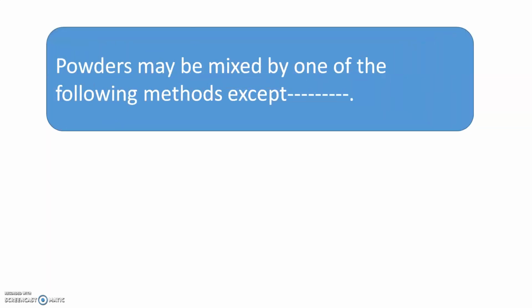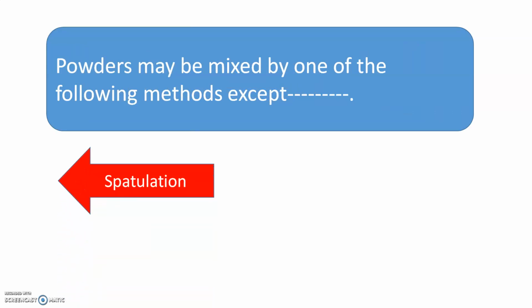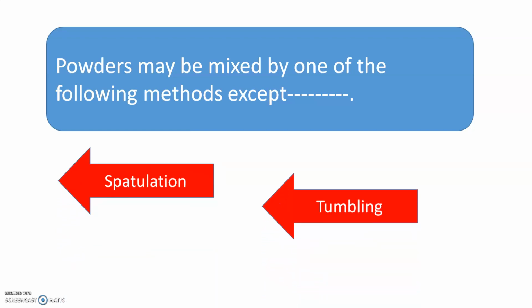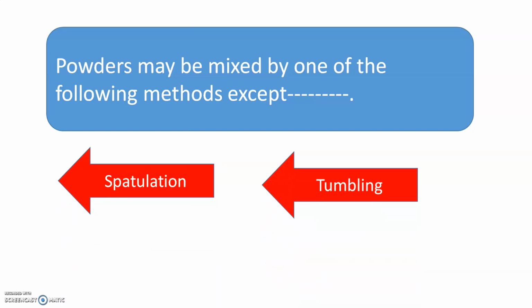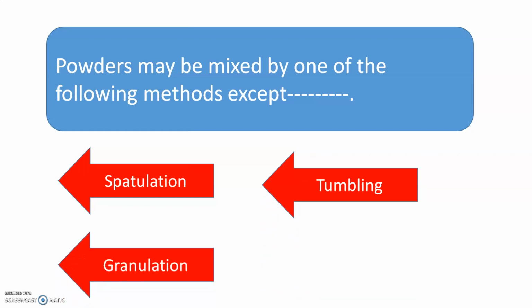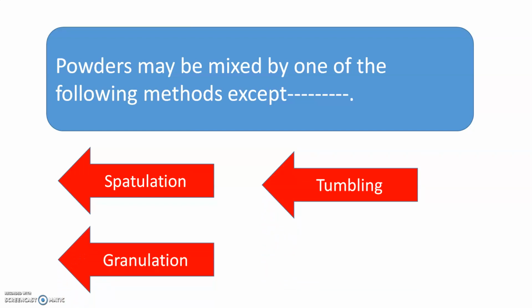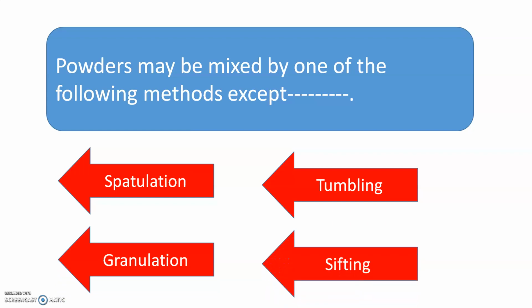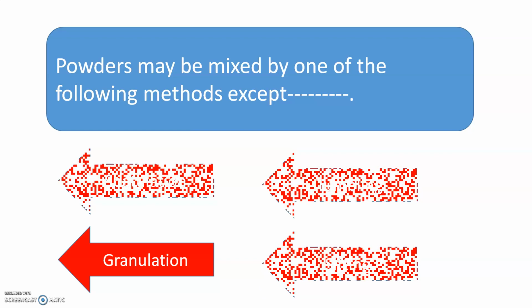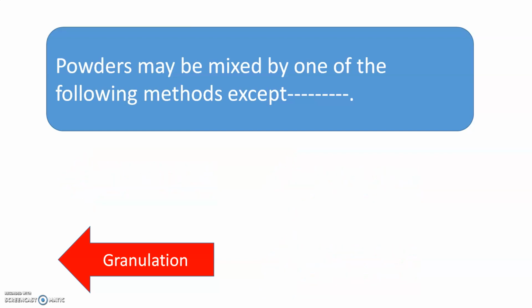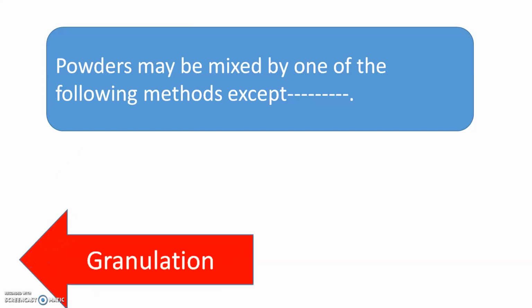Powders may be mixed by one of the following methods except. There are various methods of mixing of powders, and the options are spatulation, tumbling, granulation or sifting. And the correct option is yes, except granulation. All the options mentioned here were used to mix the powders except granulation.